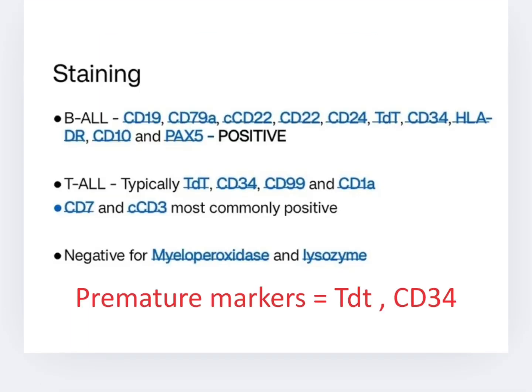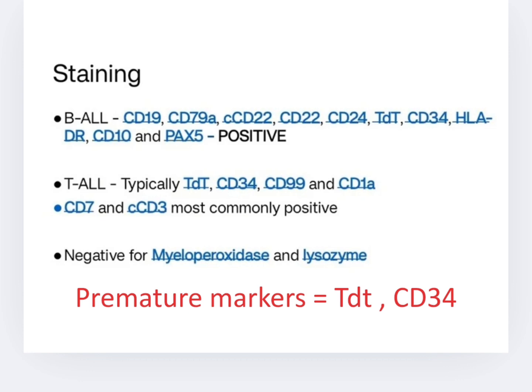Now moving on to the IHC, immunohistochemistry, it is the gold standard. B-ALL stains positive for CD19, CD79a, CD22, CD24, TdT, CD34, HLA-DR, CD10 and PAX5, while T-ALL typically stains positive for TdT, CD34, CD99 and CD1a. CD3 and CD7 are most commonly positive. It is negative for myeloperoxidase and lysozyme.